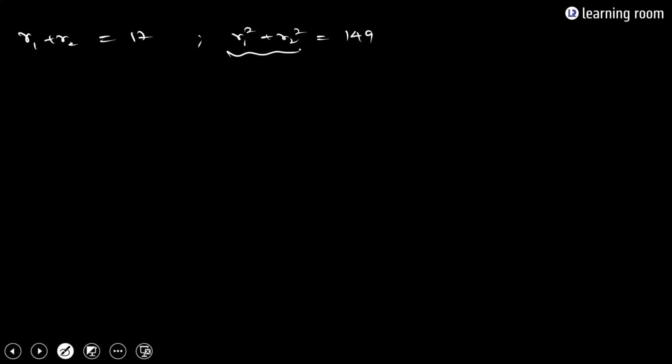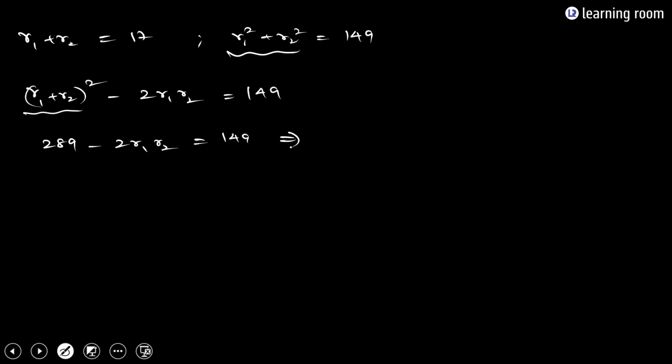Now this R1 plus R2 the whole square, how can I write it as R1 plus R2 the whole square minus 2R1 R2 is equal to 149. Can I do this? So R1 plus R2 the whole square will be 289 minus 2R1 R2 will be equal to 149, which implies 2R1 R2 taken to the other side, 149 to the left hand side. So 289 minus 149 is going to be 140. Am I right? So 140 will be equal to 2R1 R2, which implies R1 into R2 is equal to 70. So let this be 3.